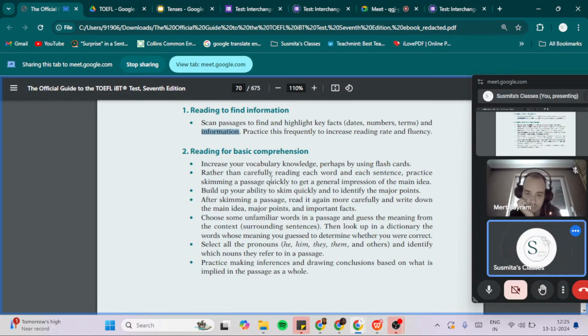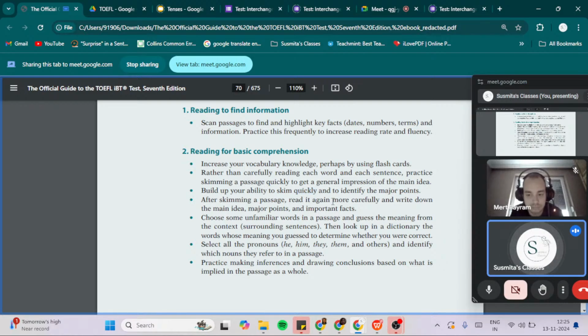Then, whenever we are reading, it's not important that you read each and every word. For example, say we are reading this sentence. What are the words that we'll focus on? Carefully reading, we'll just look at each word, each sentence. Practice, skimming, quickly, general impression, main idea. We are looking just at keywords. We are not reading each and every word over here because our brain knows how to gauge that information, even if we don't read each and every word. So again, we need to practice skimming quickly and identify the major points over here.